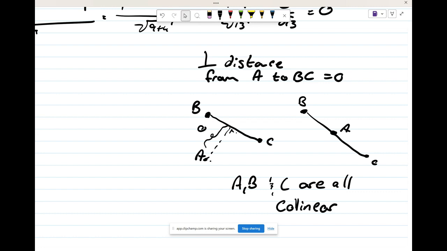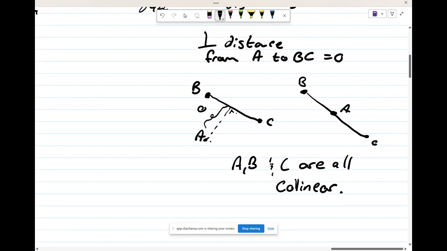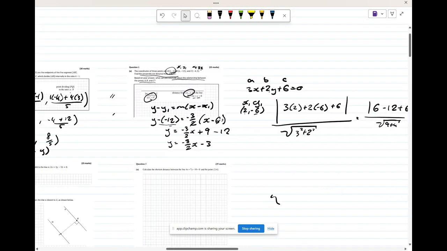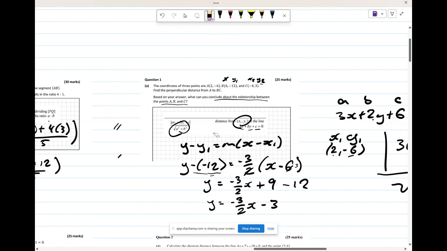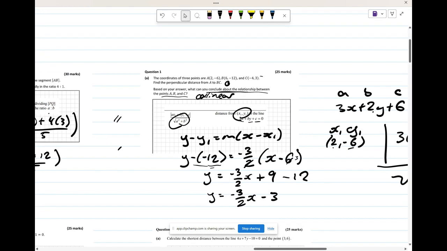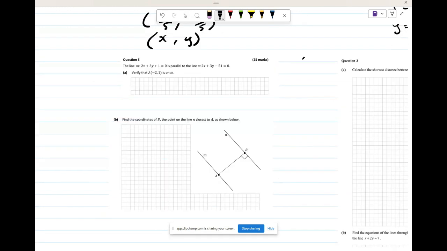There's 2 L's. Yeah. And that's the conclusion they want you to make, and that's the question done. So the perpendicular distance from A to BC was 0, and based on your answer, what can you conclude? They're collinear. And so that's the question done. On to the next question.